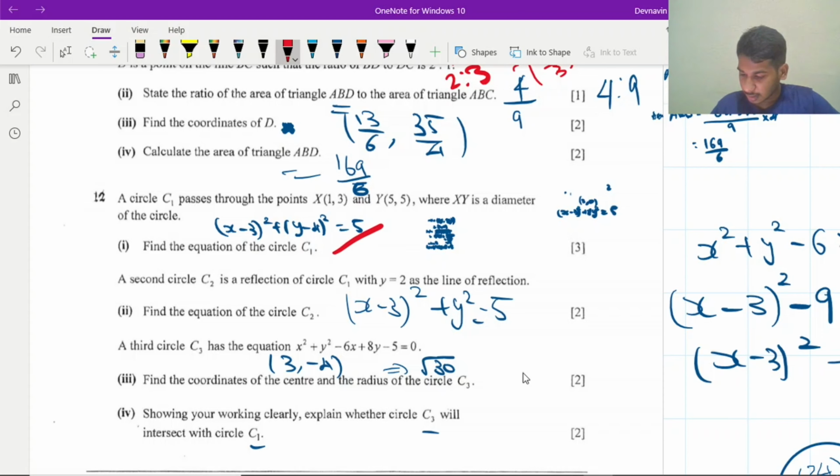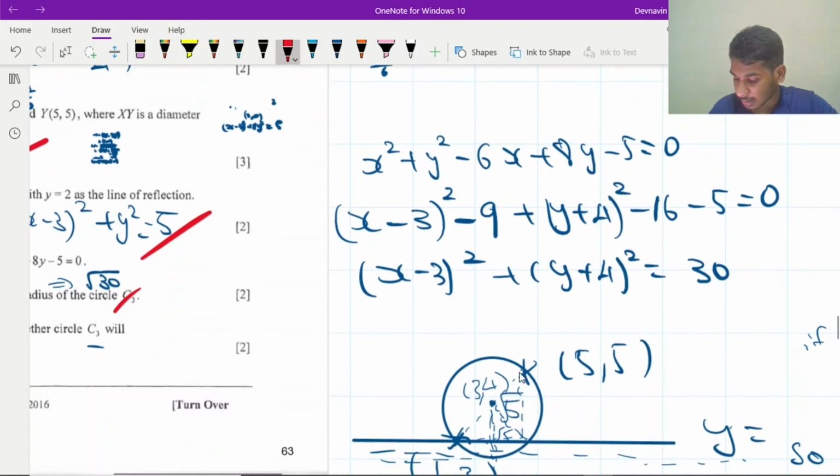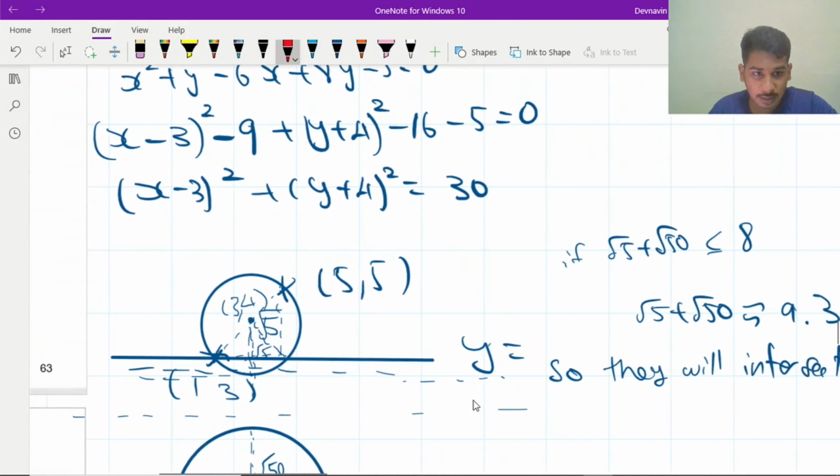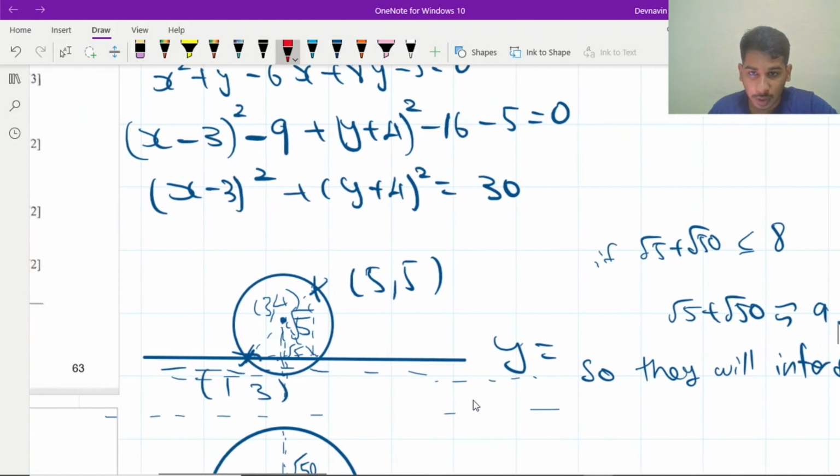Yeah, perfect. Okay, then (x minus 3) squared plus y squared equal to 5. Then it's gonna be 3 and negative 4, and then square root 30. And then they said they will not intersect because it's like 7.71 or something like that. For me, I calculated 9.91. Why is it so?